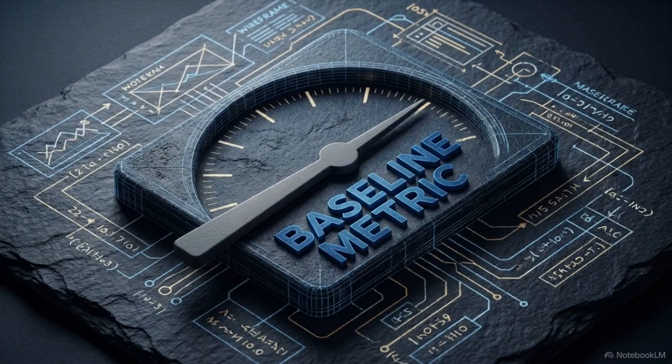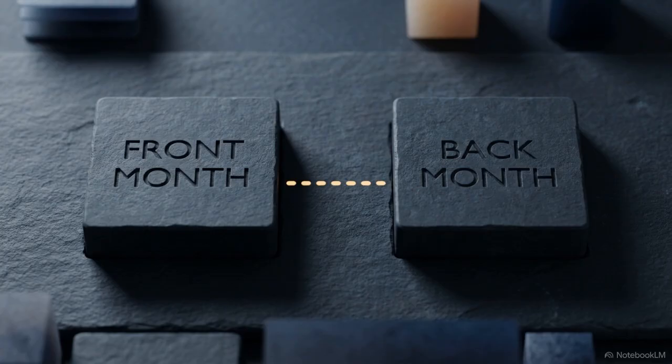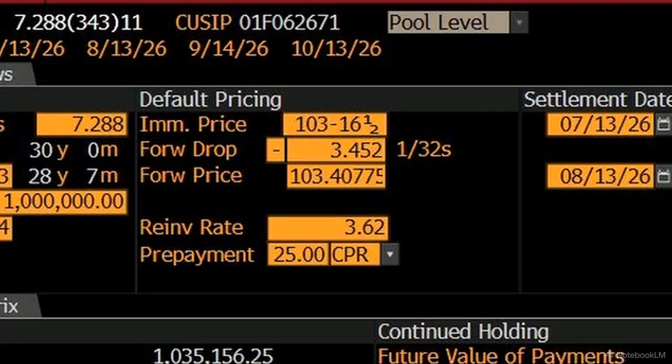The baseline unit of measurement in this framework is the funded total return. The logic here is simple. You hold a long position on a specific TBA coupon and earn the overnight SOFR rate on your notional cash position. The math requires adjustment when we factor in the roll, the physical price gap between the front and back month TBA contracts. This Bloomberg roll analysis screen isolates the carry.